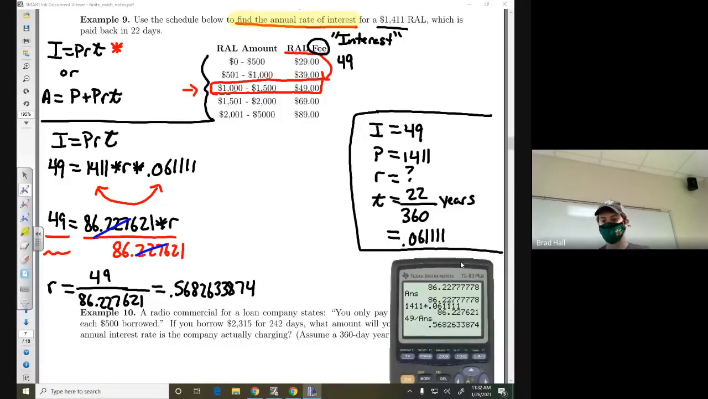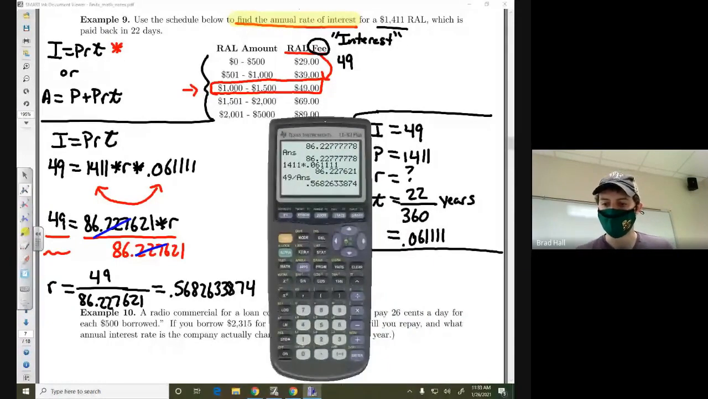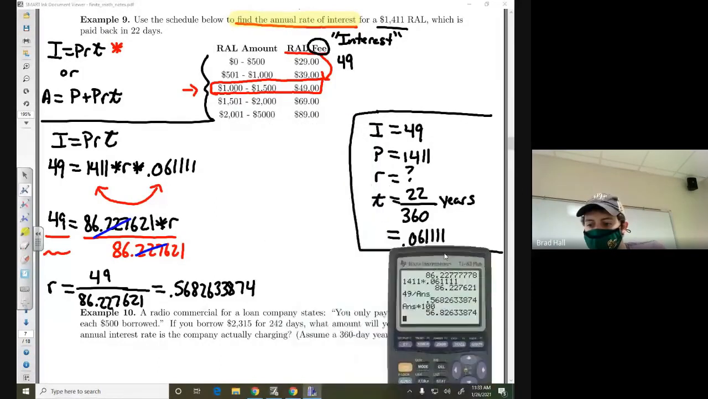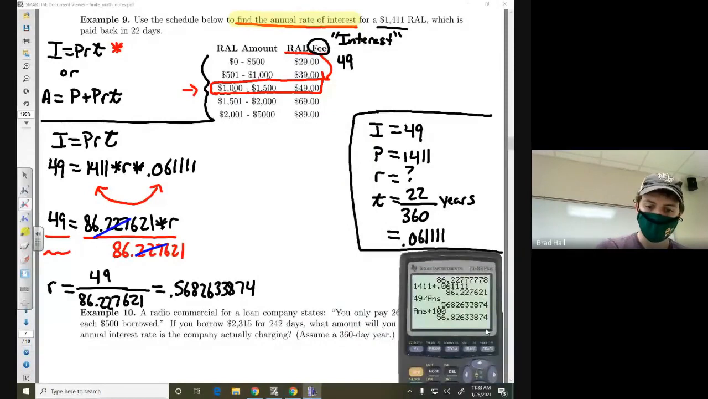Why is it wrong? Because we solved for R, which is a rate, which needs to be expressed in its final answer as a percentage. A percentage, meaning you have to move the decimal place over twice to the right, or in other words, multiply your number by 100. And notice ANS comes up automatically. It's pretty cool. Or move the decimal place over just manually.